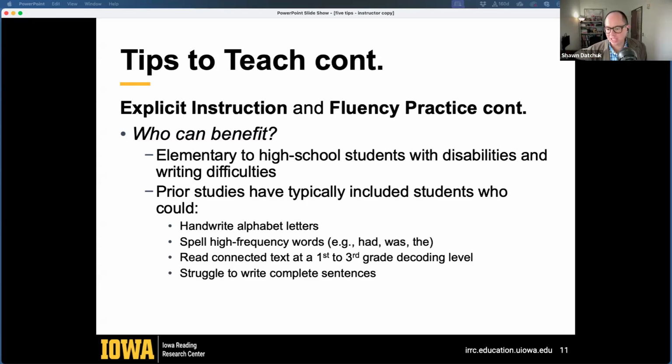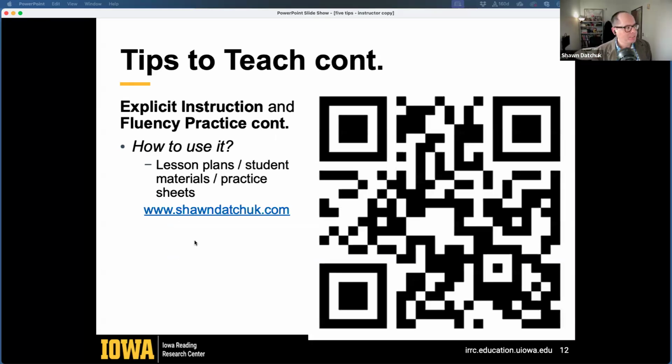Students need to be able to read connected text, so roughly at a first grade level or above. And that's because, again, if you're having difficulty with reading, it's going to be very difficult for you to read back what you wrote. So if a student can handwrite some, not the best, at least some, spell some, not the best, but at least some, they can read connected text. It doesn't need to be perfect, but they need to be able to read at least something. But they struggle to write complete sentences. We have typically included those students and have had some success.